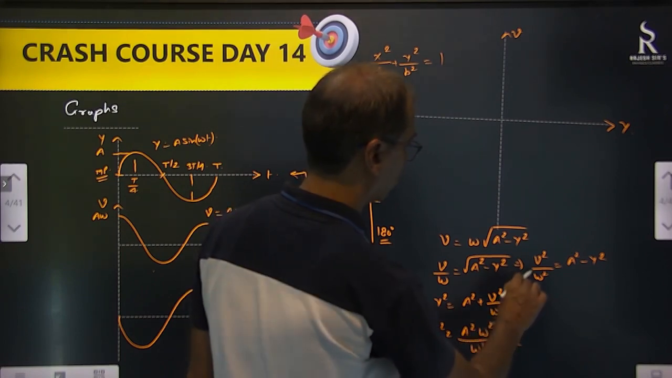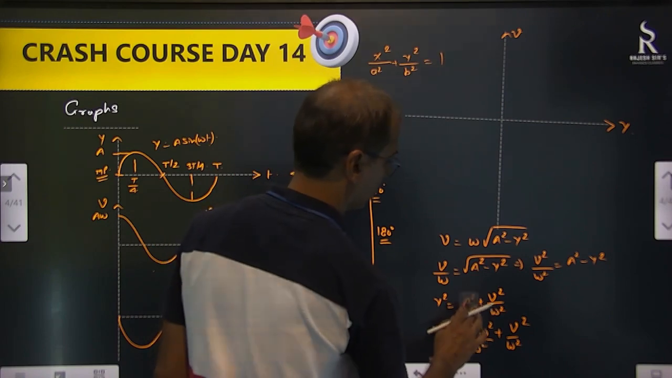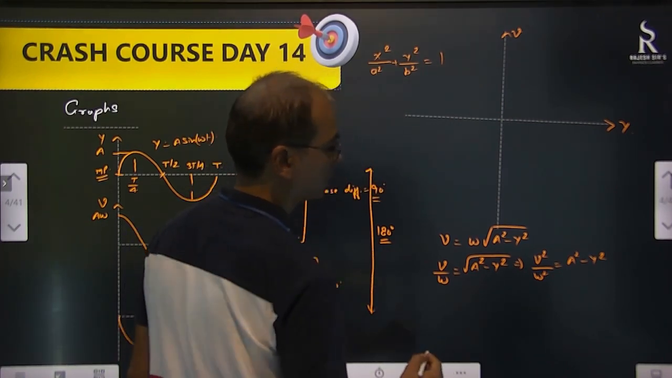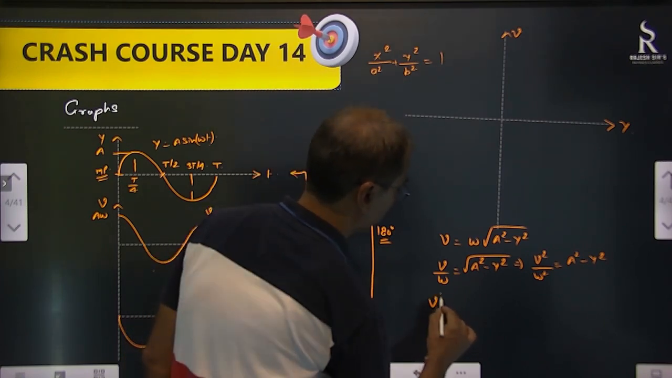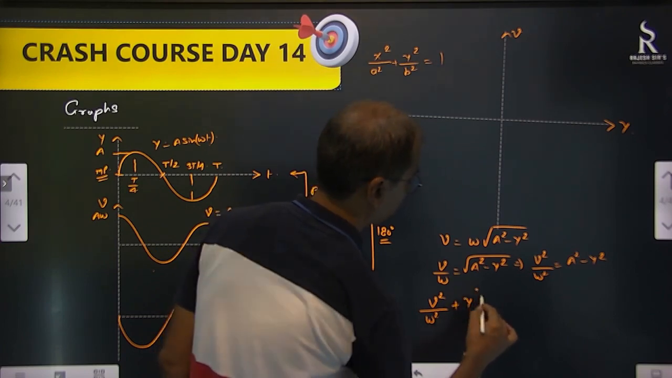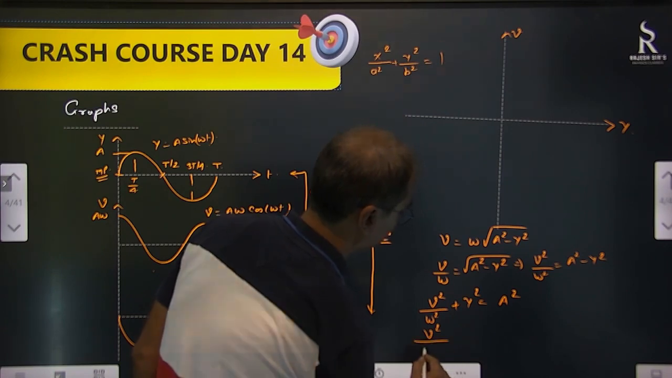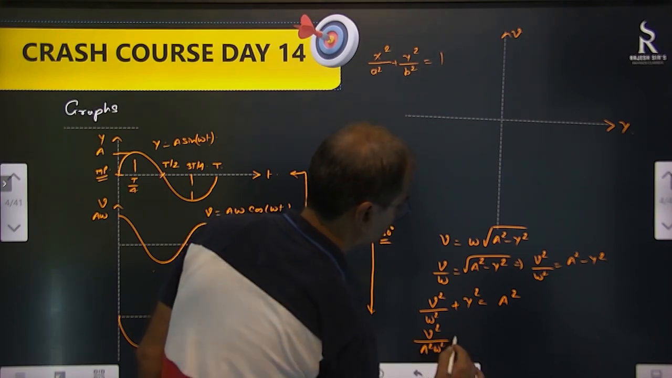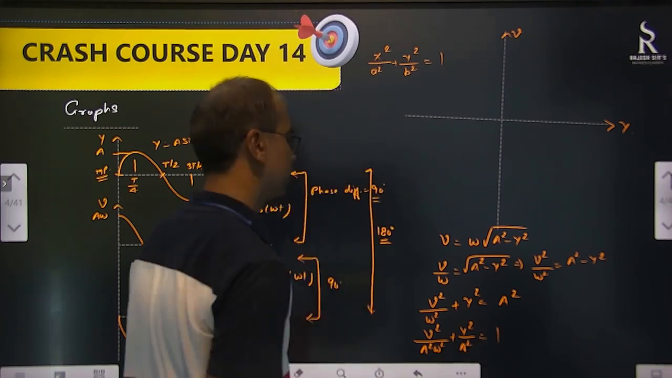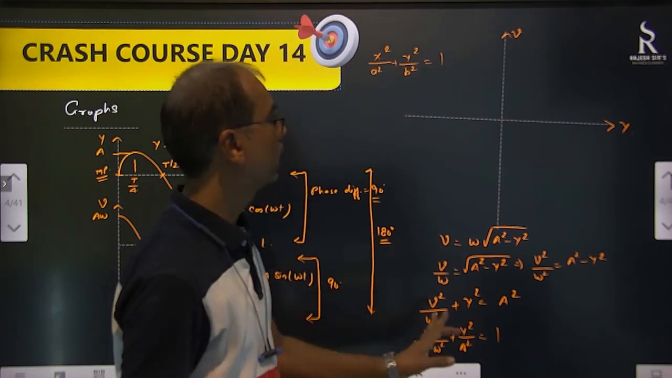Correct only I have done at the moment? No, something wrong is there. There is a minus over here. Wait. Okay, we'll do it like this: v square by omega squared plus y square equal to a square. Then v square by a square omega square plus y square by a square equal to 1. This is better.